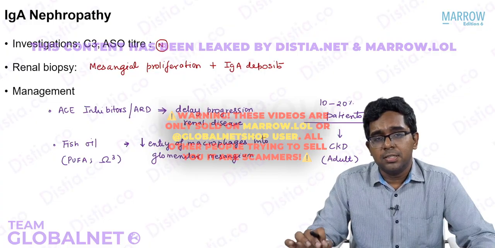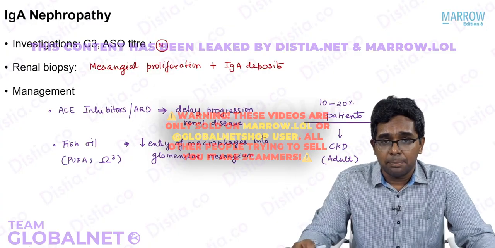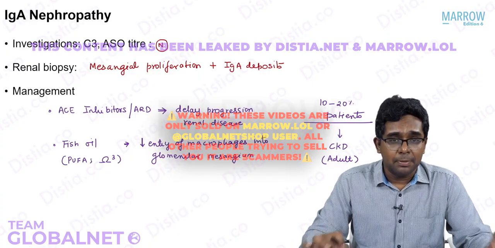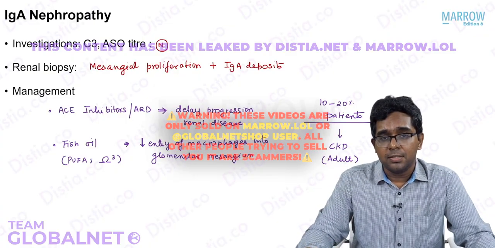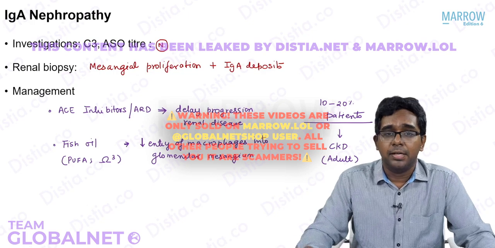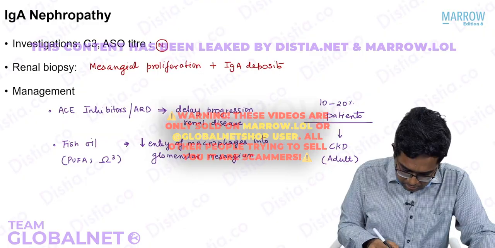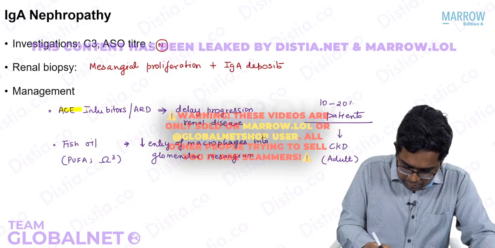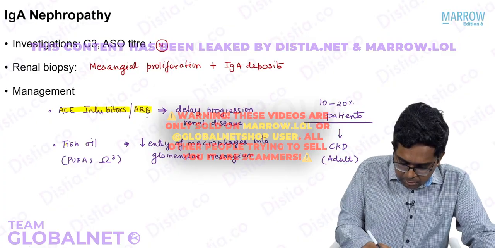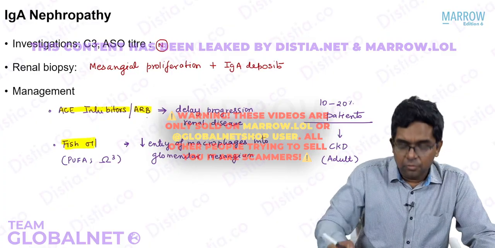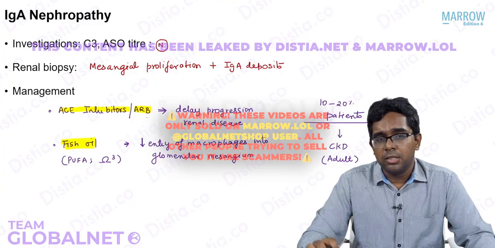This entry of macrophages into the glomerular mesangium is an initiating factor for IgA deposition in this condition. So by preventing that, fish oil or supplementation of PUFA can be very, very helpful in decreasing the progression of renal disease. So please don't forget two important things in the management. One is the ACE inhibitors or angiotensin receptor blockers, and the other one is the fish oil, which contains a lot of polyunsaturated fatty acids. That is about the discussion of IgA nephropathy.